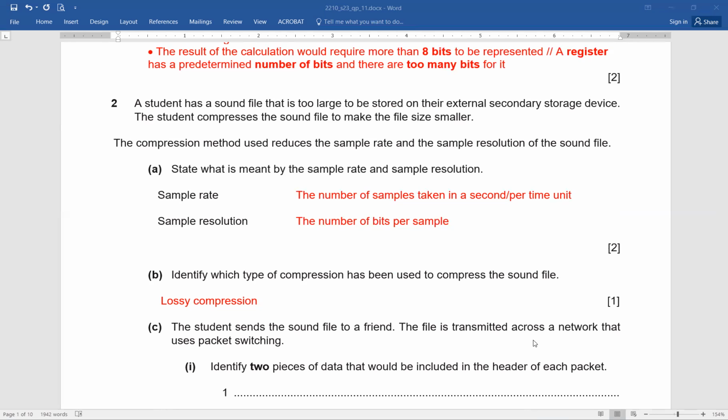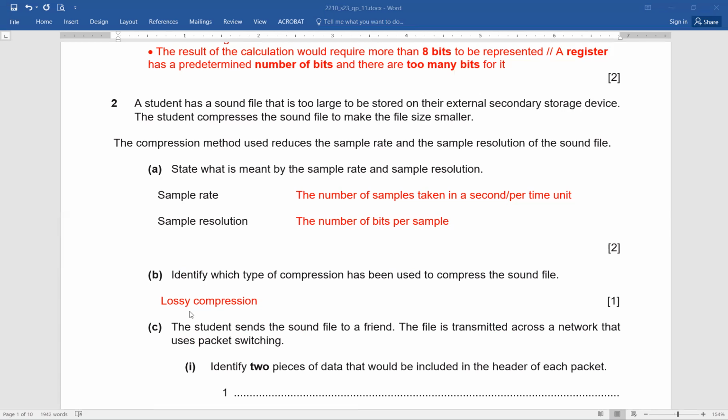Identify which type of compression has been used to compress the sound file. So here you have to refer to the question. Please be very, very cautious that they are talking about the compression method used reduces the sample rate and the sample resolution of the sound file. It means that the lossy compression method is the right answer in this case.